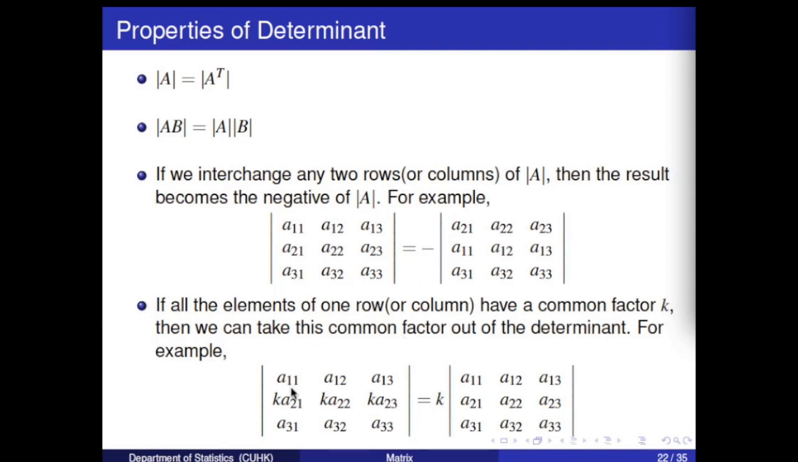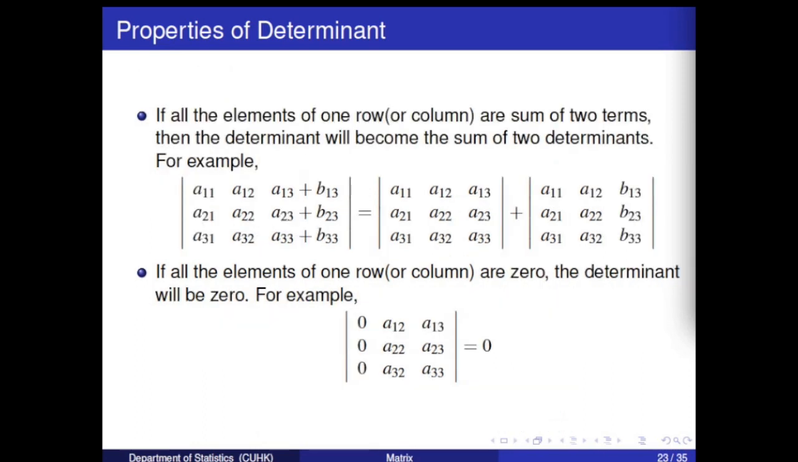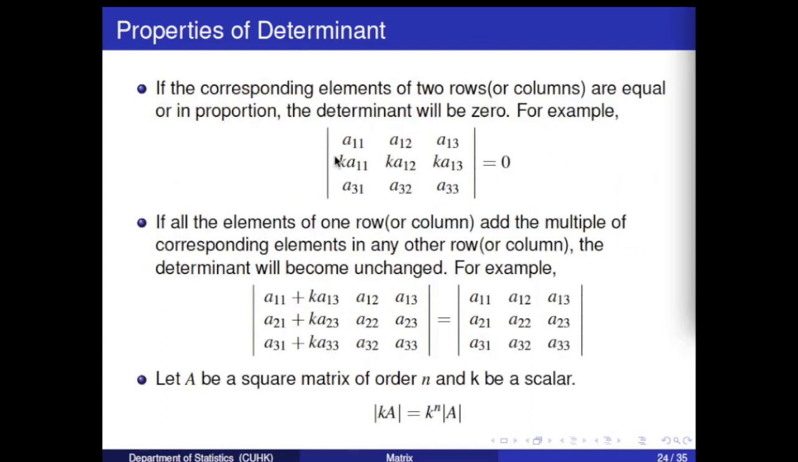Next, if all the elements of one row or one column have a common factor k, then we can take this common factor out of the determinant. Next property, if all the elements of one row or one column are the sum of 2 terms, then the determinant will become the sum of 2 determinants. Besides, if all the elements of one row or one column are 0, the determinant will be 0. If the corresponding elements of 2 rows or 2 columns are equal or in proportion, the determinant will be 0.